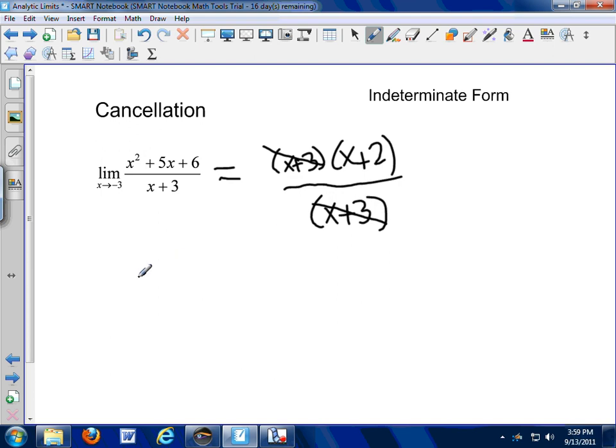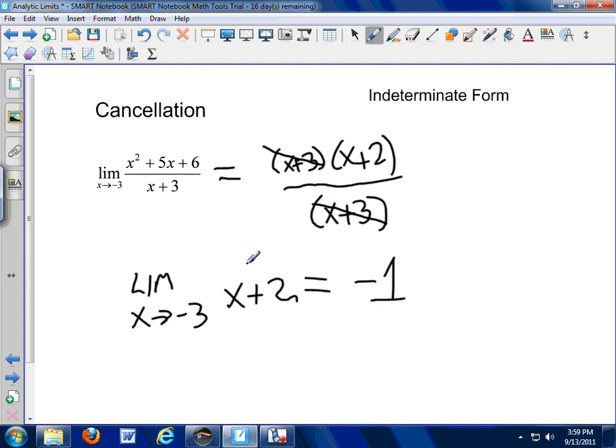So I'm left with a function that is essentially the same as the one I started with, except the function I have now is defined when x equals -3. The original one gives 0 over 0. This new, essentially equivalent function is divisible. So now I can plug in -3 plus 2, which is -1. The limit of this function is -1, so the limit of the original is -1. Cancellation involves factoring and canceling.